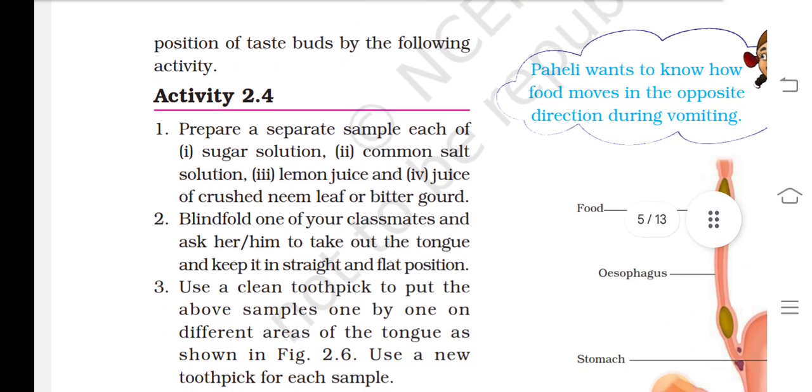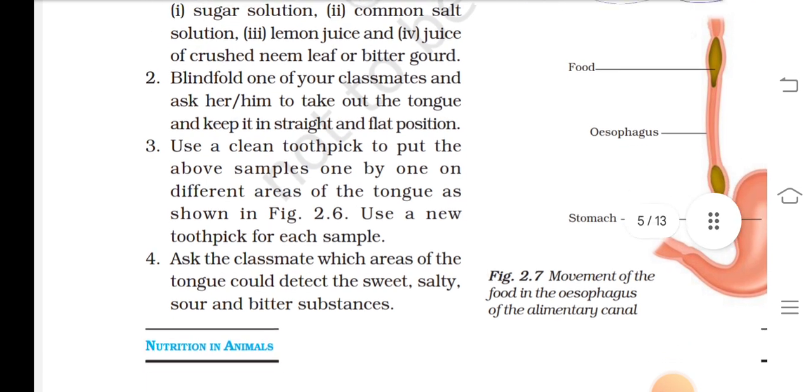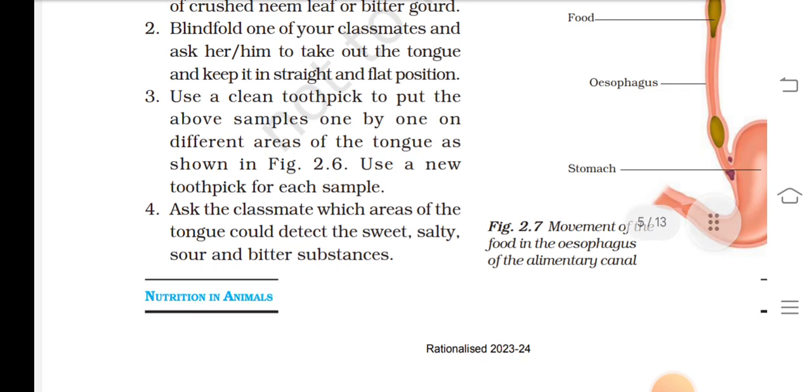Let us find the position of taste buds by the following activity. Prepare separate samples each of sugar solution, common salt solution, lemon juice, and juice of crushed neem leaf and bitter gourd. Blindfold one of your classmates and ask him to take out the tongue and keep it in a straight and flat position. Use a clean toothpick to put the above samples one by one on different areas of the tongue, as shown in figure 2.6. Use a new toothpick for each sample.